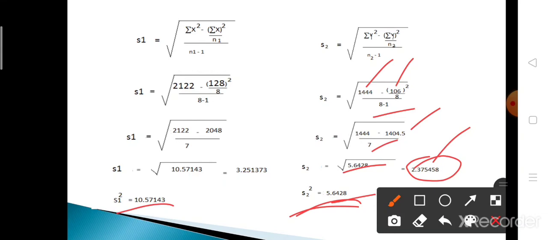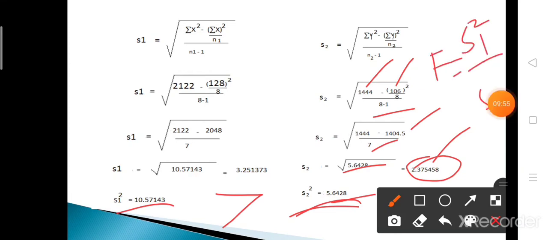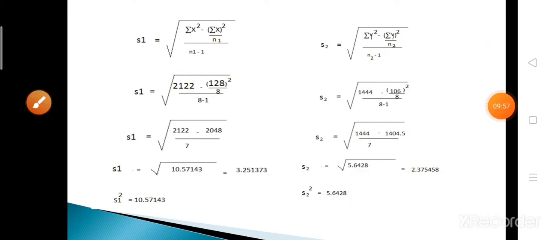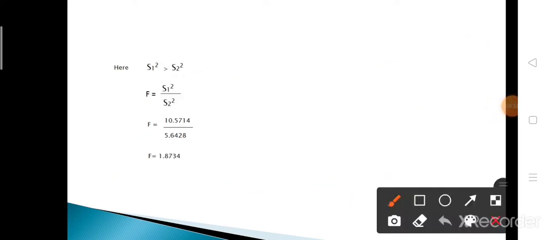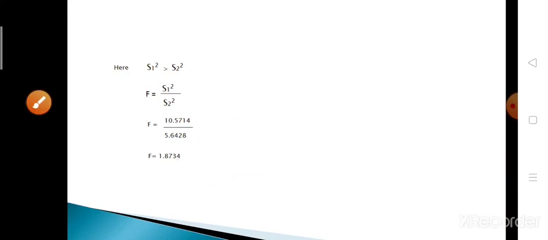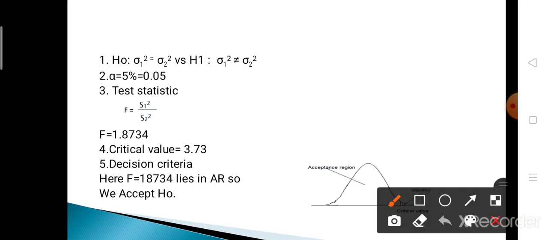So which value is greater here? S1 square is greater than S2 square. So the test statistic formula is the largest variance value divided by the smallest variance value. So the F value, that is test statistic value, is 10.5714 divided by 5.6428. So value is 1.8734.